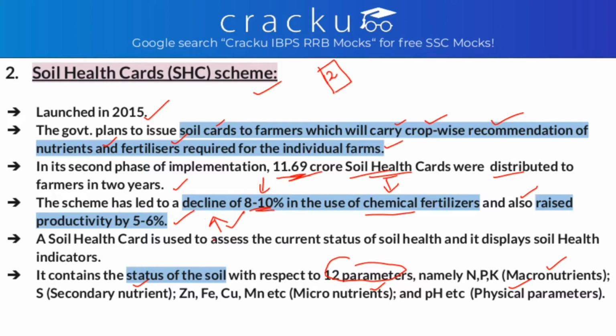A soil health card is used to assess the current status of soil health, and it displays the soil health indicators. It contains the status of the soil with respect to 12 parameters, and the parameters are NPK, which are nitrogen, phosphorus and potassium. Sulfur is a secondary nutrient, then zinc, iron, copper, manganese are the micronutrients, and pH, that is a physical parameter, and so on. They are tested as the 12 parameters for the soil health card. So this is the second scheme.